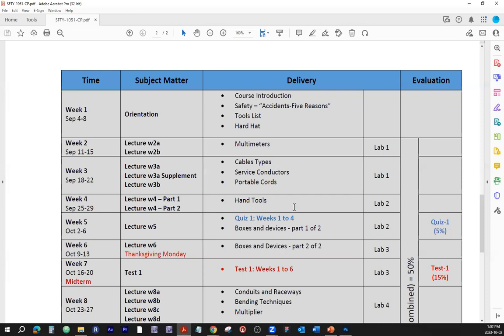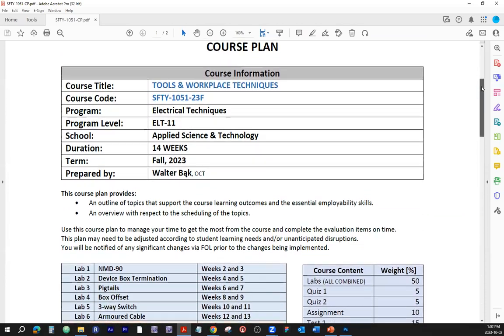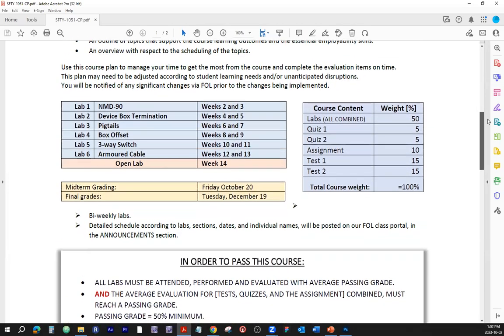Just to get our bearings here. All right, first thing is, if you look at this table right here, this explains the course marks weight distribution of the whole course. So all labs are worth 50%. Each quiz is worth 5% of the total course mark.